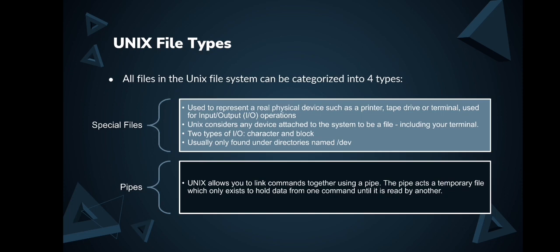Pipes are similar to a temporary file that exists only to hold data from one command until it is read by another. Now, there are other file types in Unix, such as sockets and symbolic links, as defined in the terms given above.